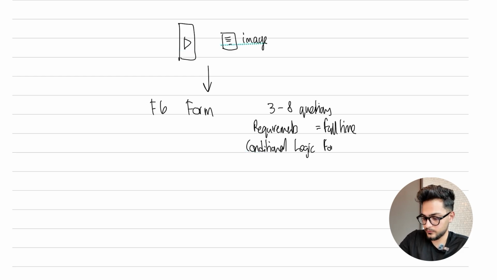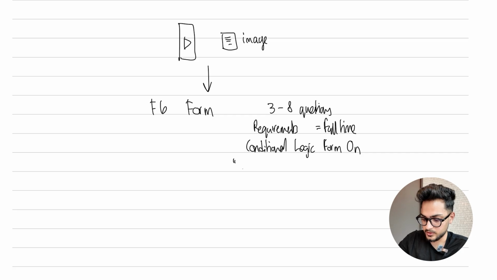Conditional logic form on. Basically what conditional logic is, if somebody picks, so let's say the question is, can you work full time? And the options are yes and no. As soon as they click no, the form just closes. They can't even proceed forward. If they click yes, they can proceed forward to the next question.